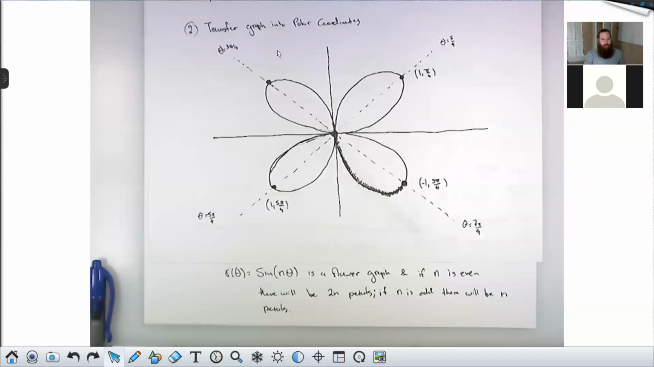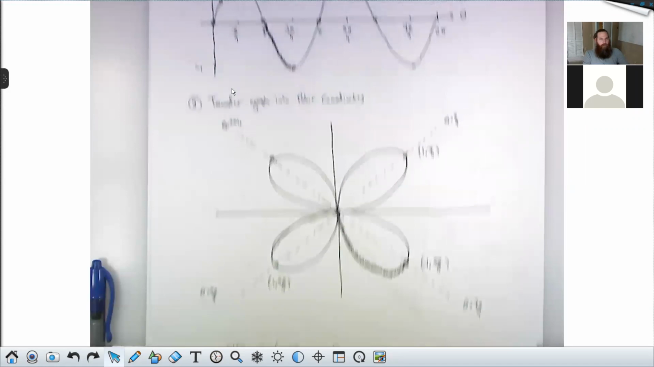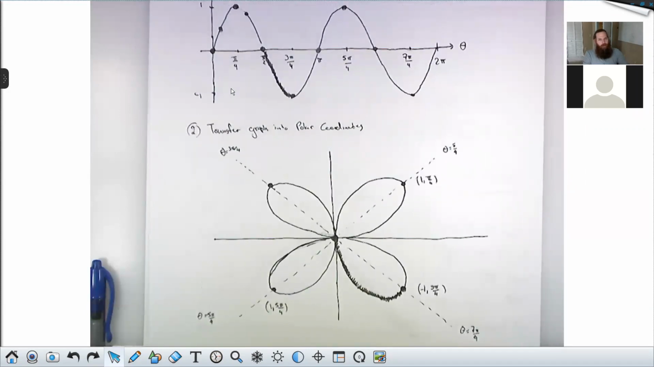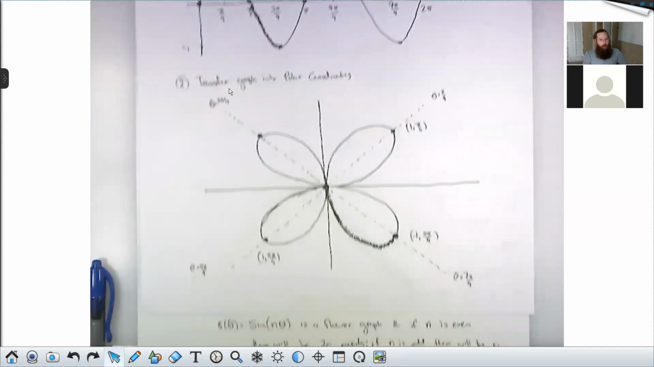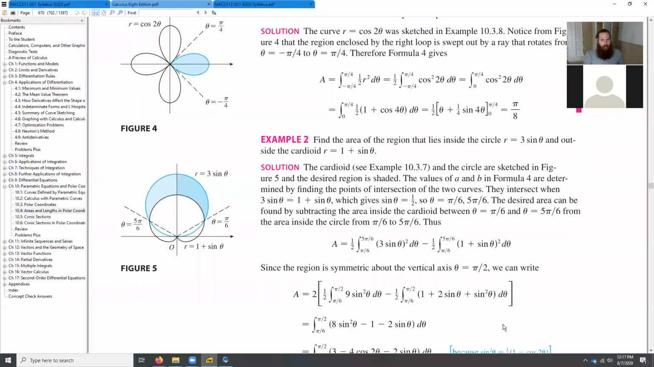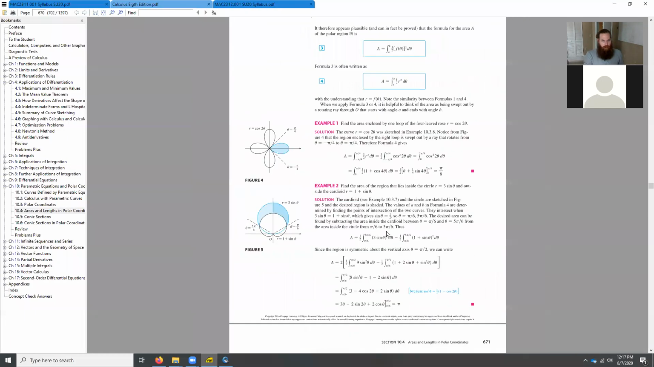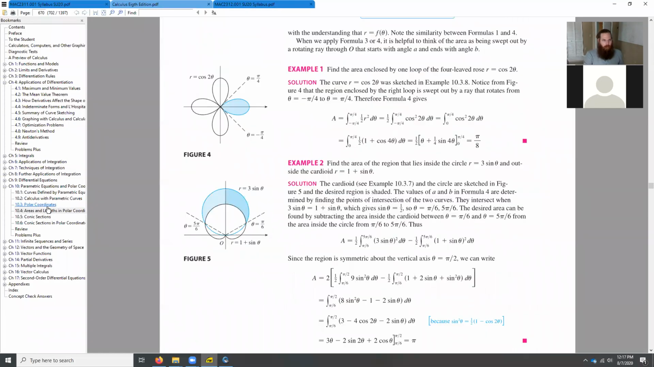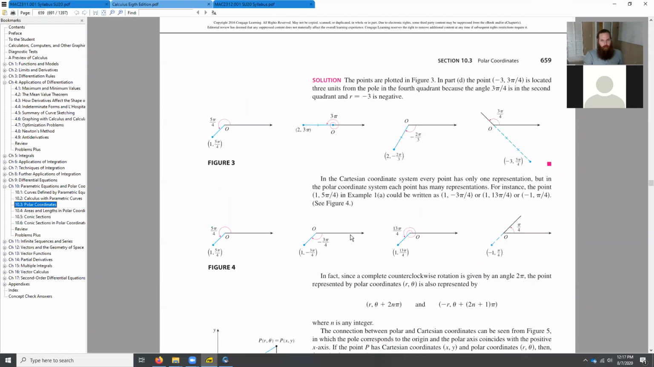Your book does talk about this. I think they even have a table where you can memorize some of the basic polar graphs. But the skills I want you to practice are precisely what I've shown here: drawing the rectangular graph and then transferring it over into polar coordinates. Still, it's useful to know this because you can check your work. So first, let me show you where this is in the textbook. It's probably at the end of 10.3.